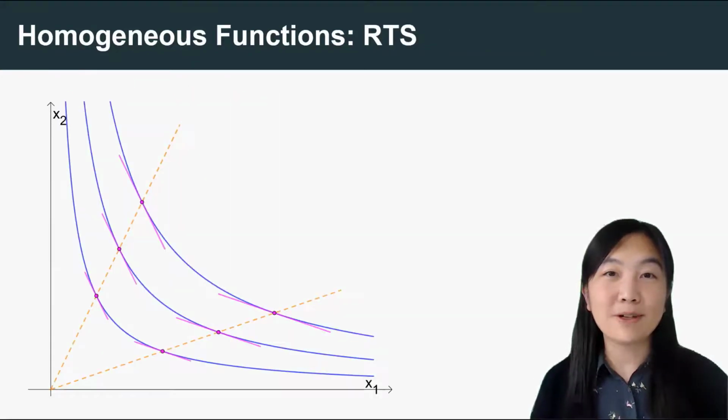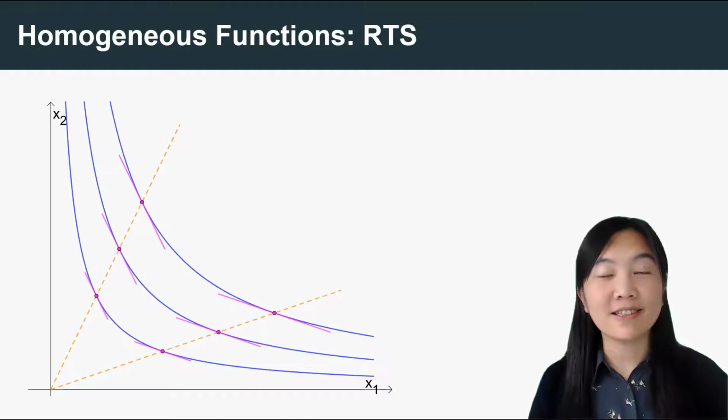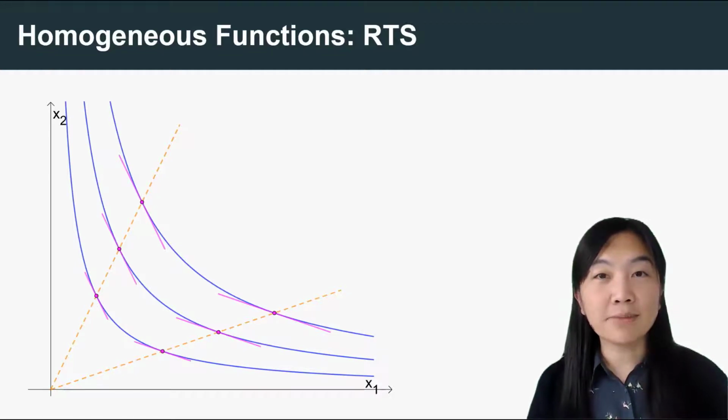The second nice property about homogeneous functions is that the RTS, the rate of technical substitution, is constant along those rays that start from 0, or you can say those ray lines.